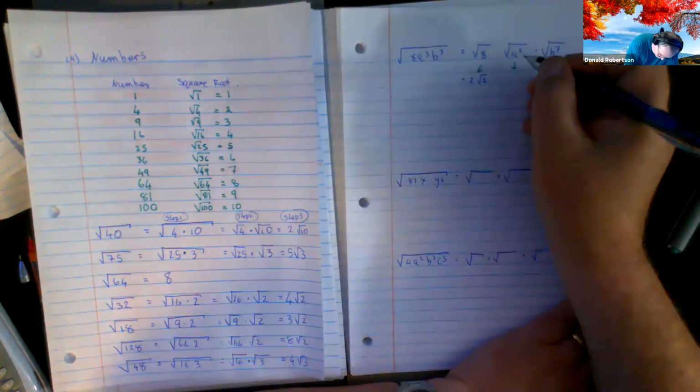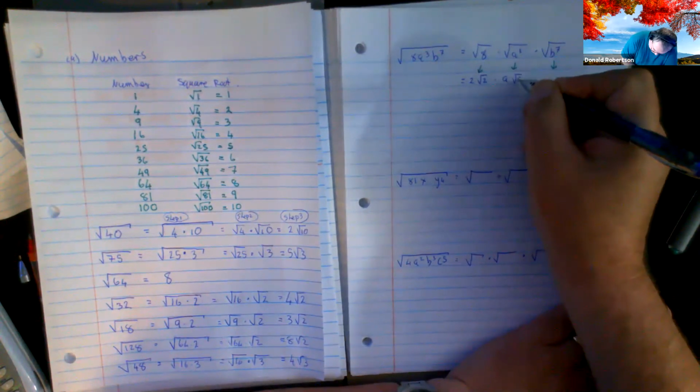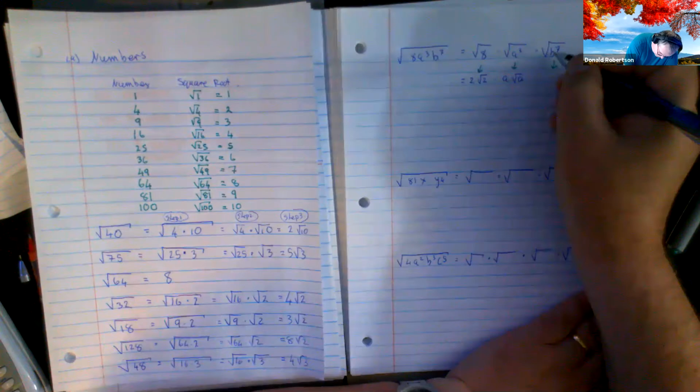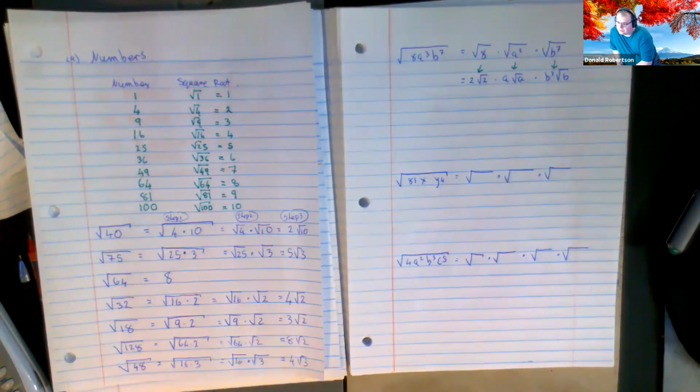Now, odd powers, you get a square root of a for a cubed. Odd power, you get b cubed square root of b for 7. Are you happy about those two guys? The square root of a cubed and the square root of b to the 7, right? That's what you do when you have odd powers.